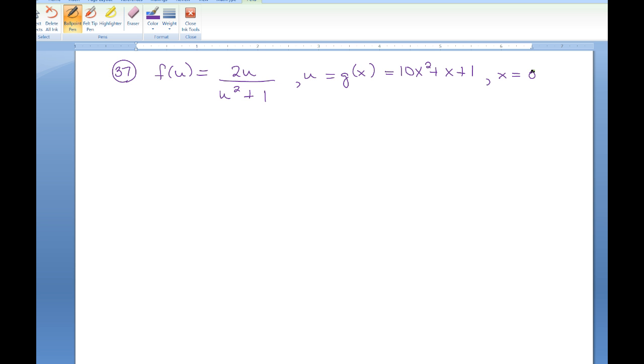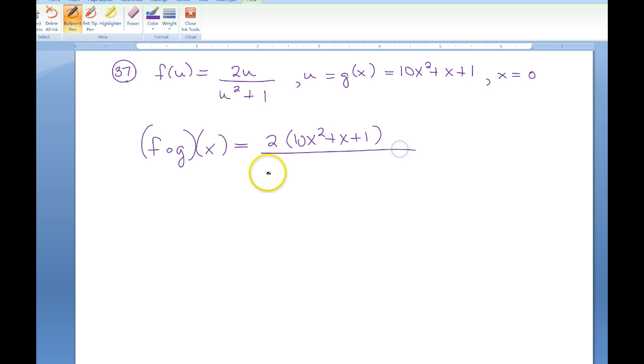So this one might just be easier to use the other method, where I did the derivative of one and then the derivative of the other. Well, you don't have to. If you want to write f of g of x, what would that be? That would be 2 times this whole thing, all over this whole thing squared plus 1. Okay, guys, you don't have to multiply it out.